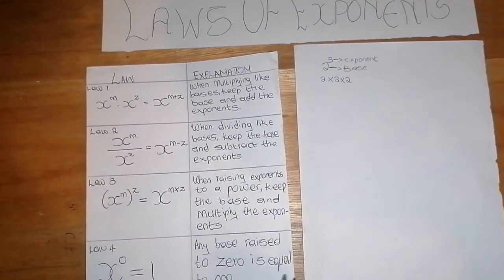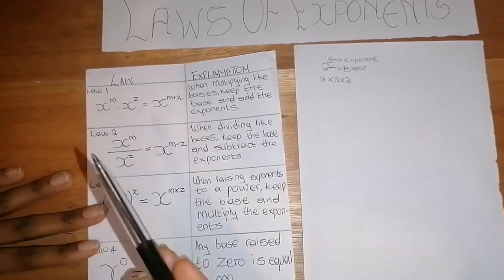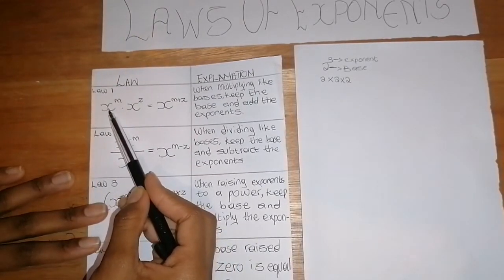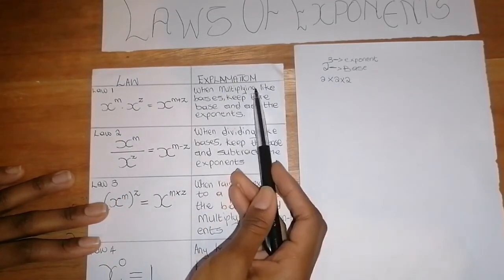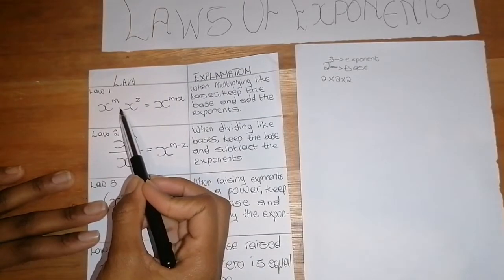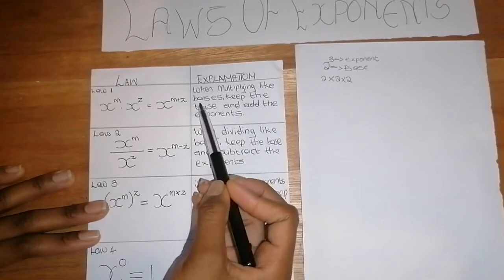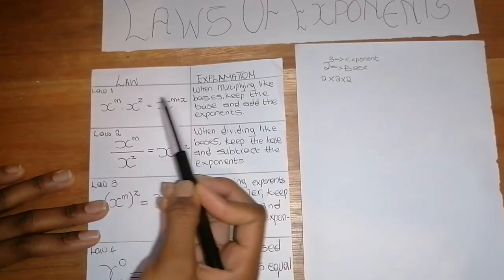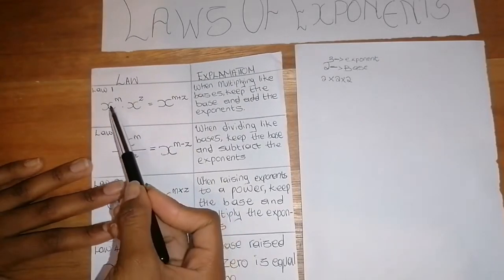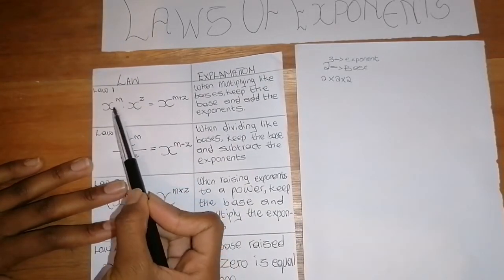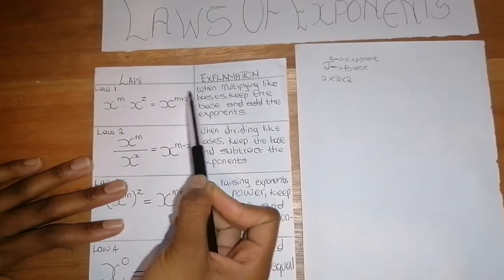So what they're saying is that when you are multiplying like bases, it means bases of the same kind. We can see that we have the base of the same kind, which is x. This dot represents multiplication. When you are multiplying like bases, x and x, keep the base and add the exponents. As you can see here, they are multiplying like bases, which is x. They have kept the base and added the exponents.